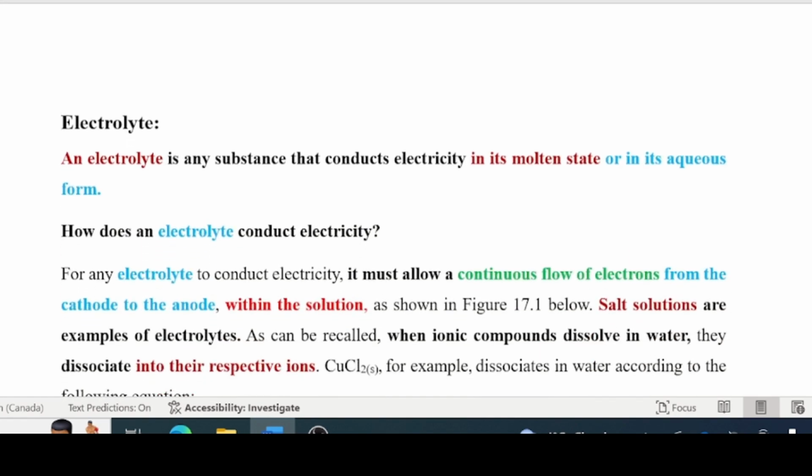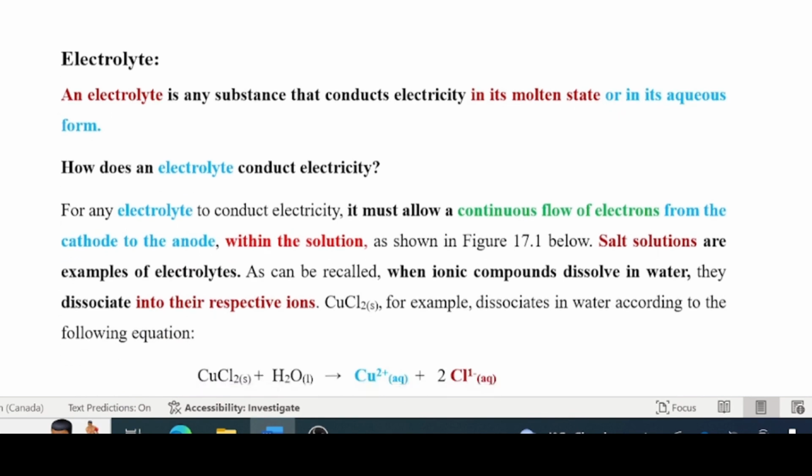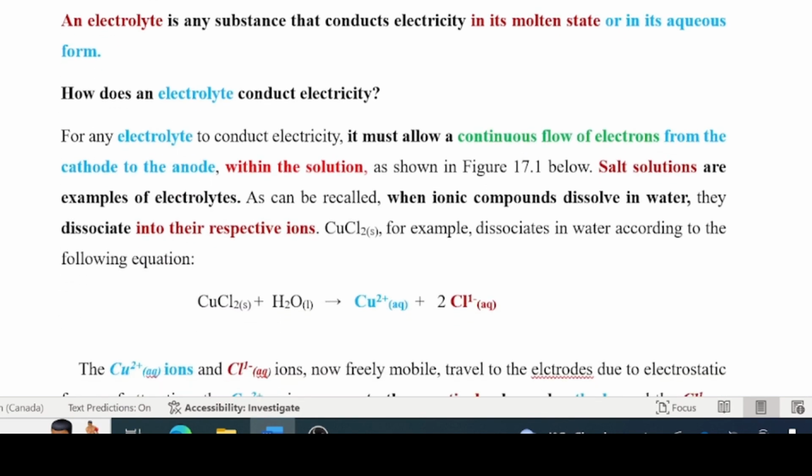An electrolyte is any substance that conducts electricity in its aqueous form, liquid, or in its molten state. Molten means that you heat it until it melts. So if you have some sodium chloride, remember that sodium chloride couldn't conduct electricity in a solid state just now. If you heat that to the extent that it melts, and then you put those two electrodes inside, you will see the light bulb is going to glow. So that means in its molten state, as well as its aqueous form, it will conduct, and therefore that's called an electrolyte. How does it conduct electricity?